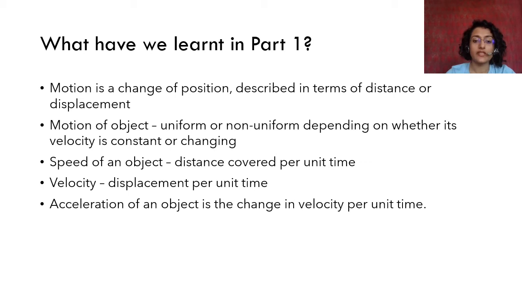So this is what we have learned in part 1 and in part 2. We have learned that motion is a change of position, which is described in terms of distance or displacement, right? Displacement is distance with direction. Motion of an object can be uniform or non-uniform depending upon whether the velocity is changing or constant, right? If the velocity is changing, it is non-uniform motion. The speed of an object is the distance covered per unit time, whereas the velocity is the displacement per unit time. And acceleration of an object is the change in velocity per unit time.